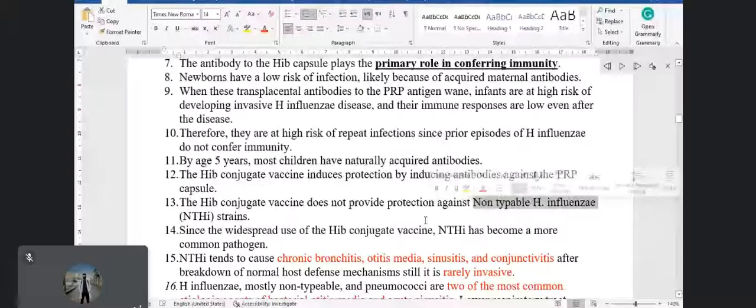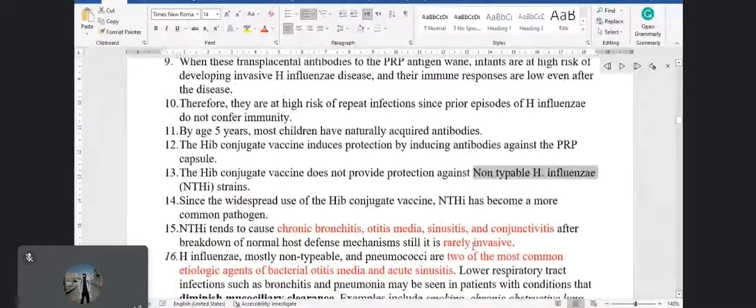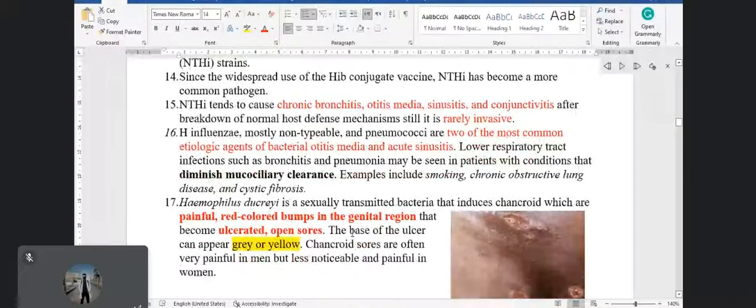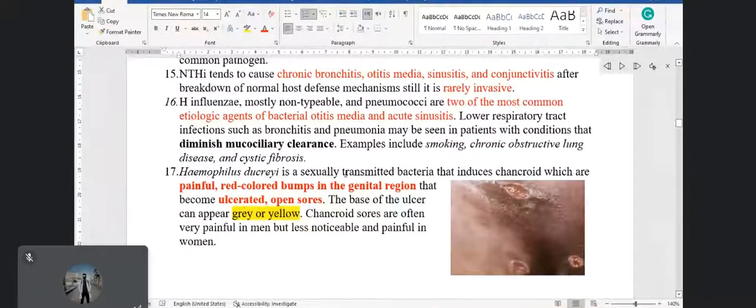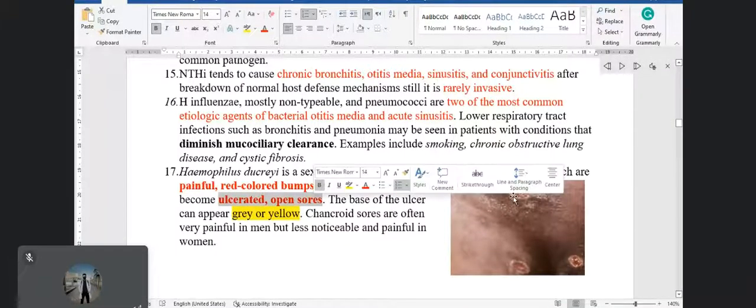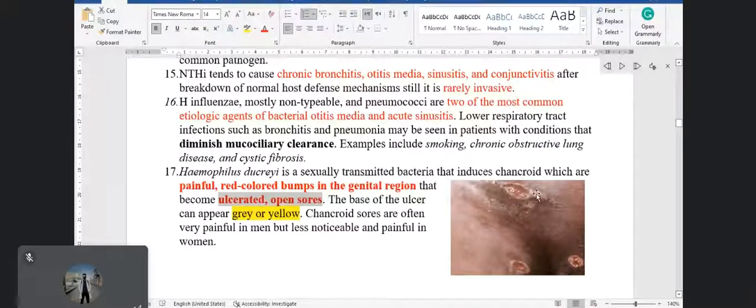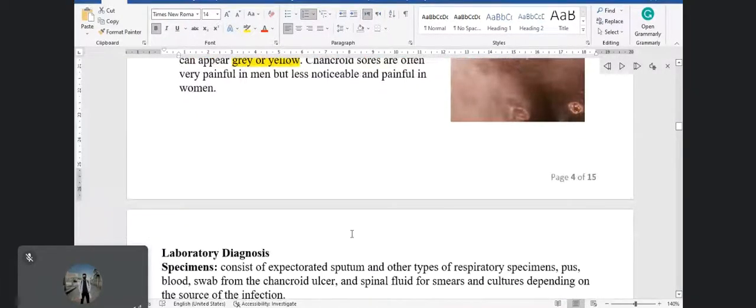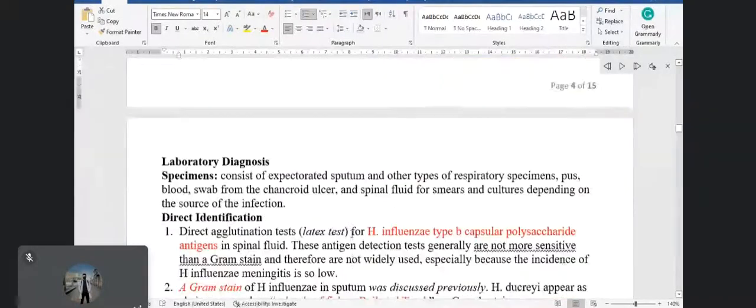With pneumococcus, they are the highly suspected microorganisms to cause otitis media. Haemophilus ducreyi is responsible for a sexually transmitted disease. It causes an ulcer or an open sore. Look at these ulcers of Ducrey: yellow-grayish base, painful in men, less noticeable in females. And this is the problem, because the transmission will become more through the female side.